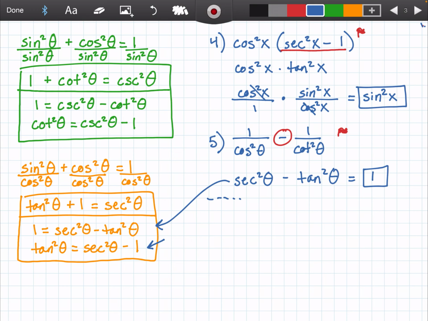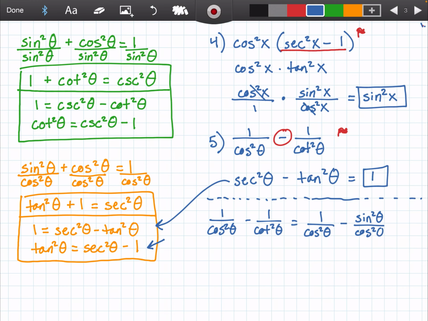I just want to show you a different way to do that same problem. So if that didn't make sense to you, let's say I keep the 1 over cosine squared theta. 1 over cotangent, well, that I know is tangent. Tangent is sine over cosine. These two fractions have a common denominator. So just to remind you, if I had 5/3 plus 2/3, that's 7/3. So that would give me 1 minus sine squared theta over cosine squared theta.